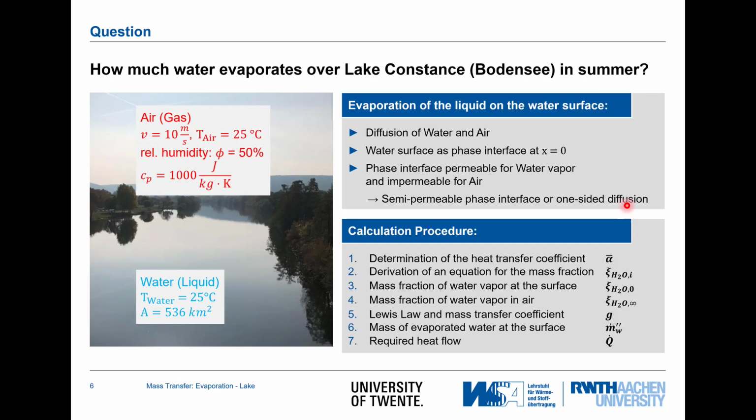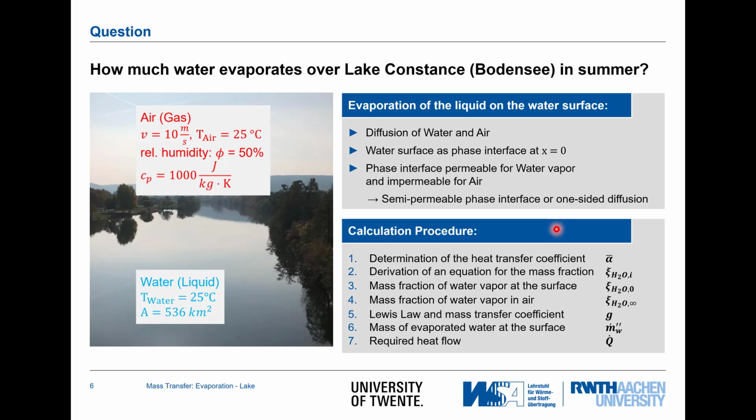Now, we need to go through different steps. Before we go through the calculation procedure, what do we describe? We will describe diffusion of water and air. The water surface, as the phase boundary, is put at x equals 0, the interface is permeable for water only, as I said, so it's a semi-permeable phase interface, or we talk one-sided diffusion.